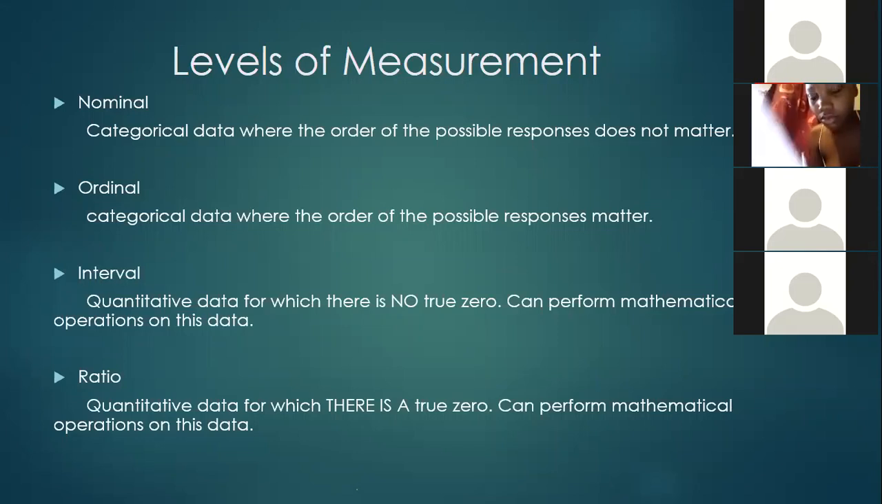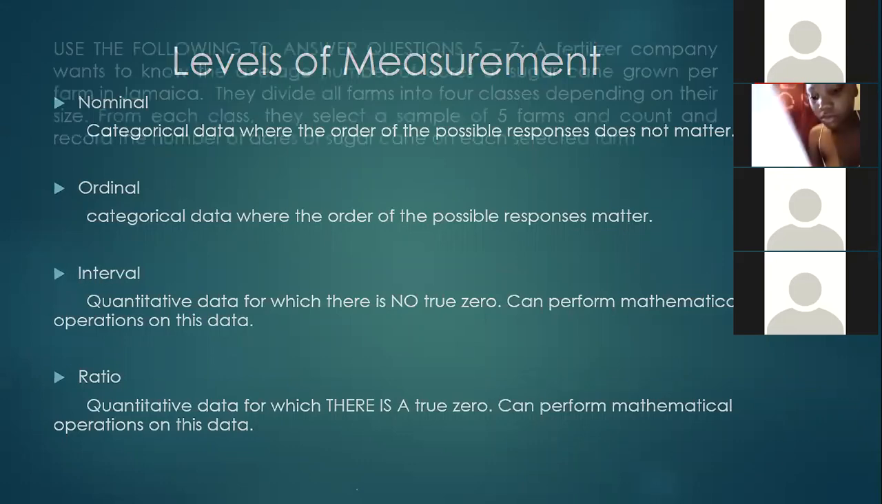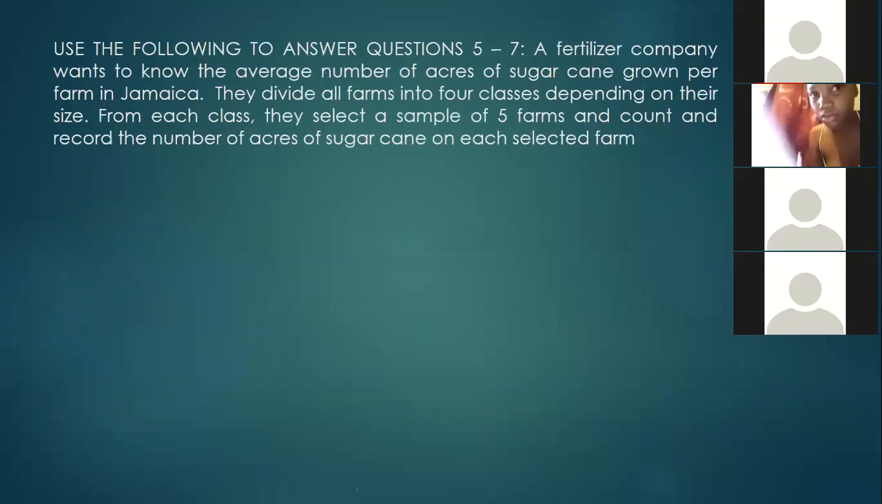So now we're going to be doing a question. It says, use the following to answer questions 5 to 7. It says that a fertilizer company wants to know the average number of acres of sugarcane grown per farm in Jamaica. They divide all farms into 4 classes depending on their size.